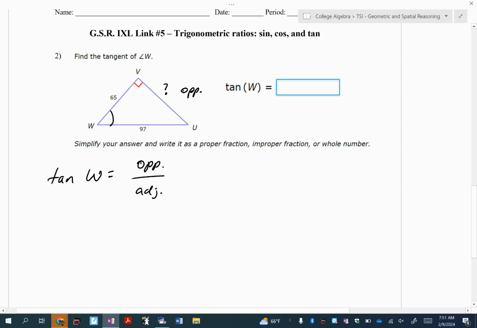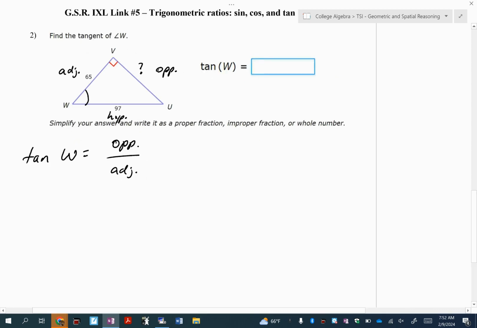Where is the adjacent side? It's going to be tricky here. Where's the adjacent side? That's what most people will say. But actually, 97 is across from the right angle. So 97 is the hypotenuse, which I will not be using in my ratio. I will be using it in my Pythagorean theorem, but not in my ratio. So the adjacent side is actually 65.